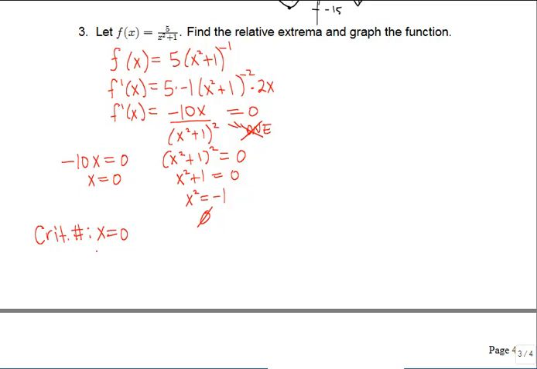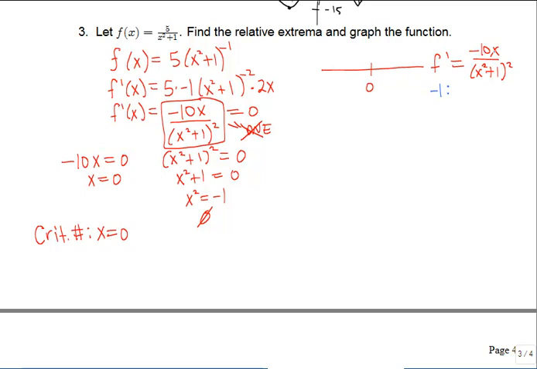Okay, now once you have your critical number, you're going to make a number line. And I only have 0 to put on it. And I'm going to label my derivative over here with the most cleaned up factored version of my derivative that I have. And that is right here. So -10x over x squared plus 1 quantity squared. So if we test to the left of 0, we could put in anything we want, but I'm just going to use -1. And I'm going to test it over here.